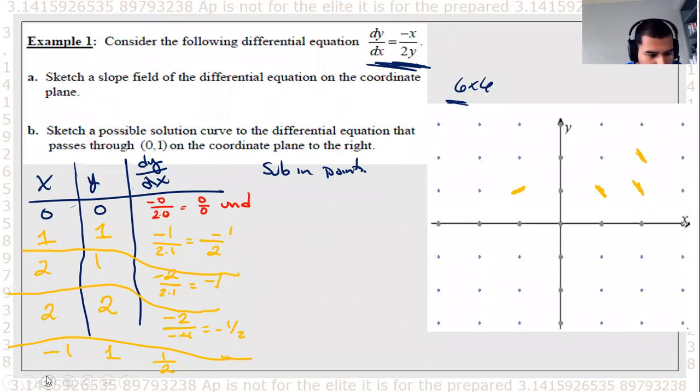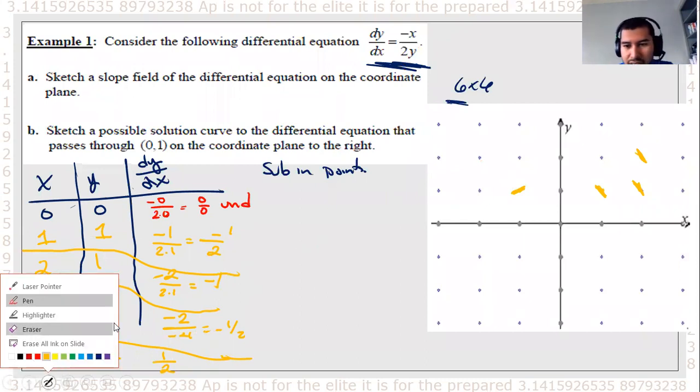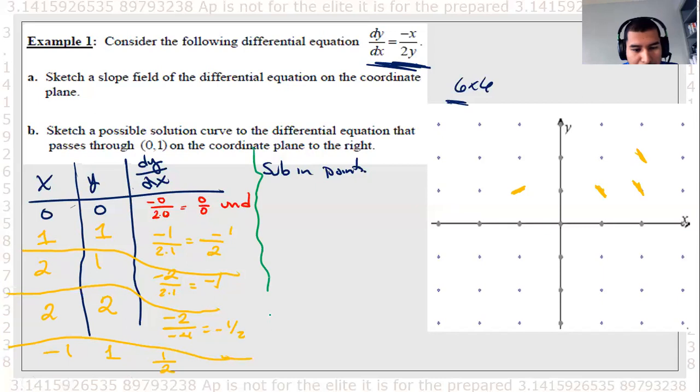Okay. So go ahead and start filling in the points, and all you're doing, guys, is filling in the slopes. Let me make myself another XY axis because I'm running out of space.